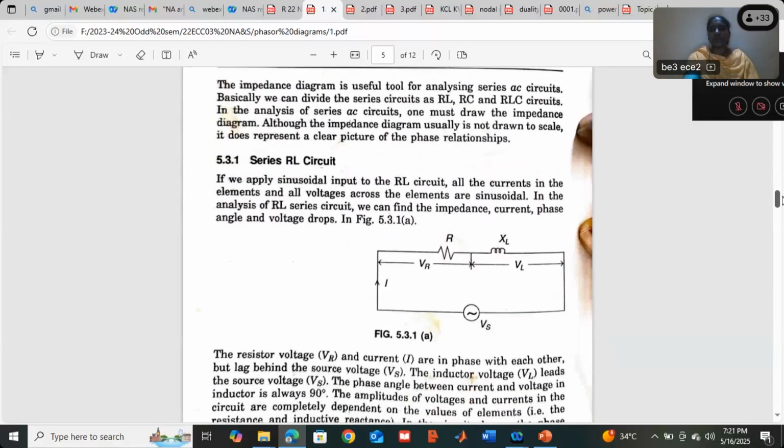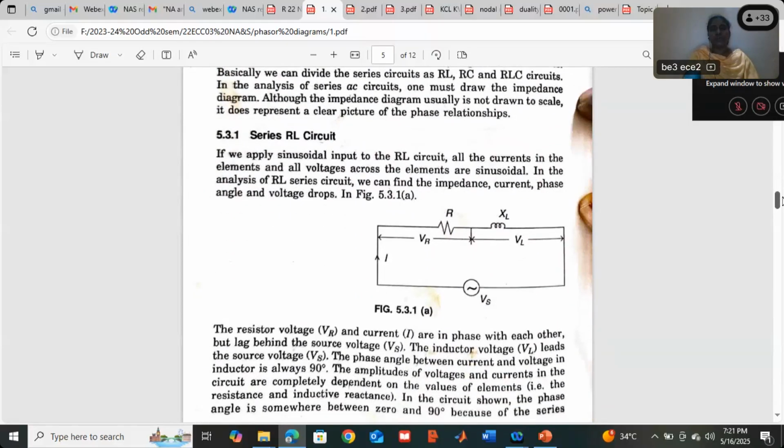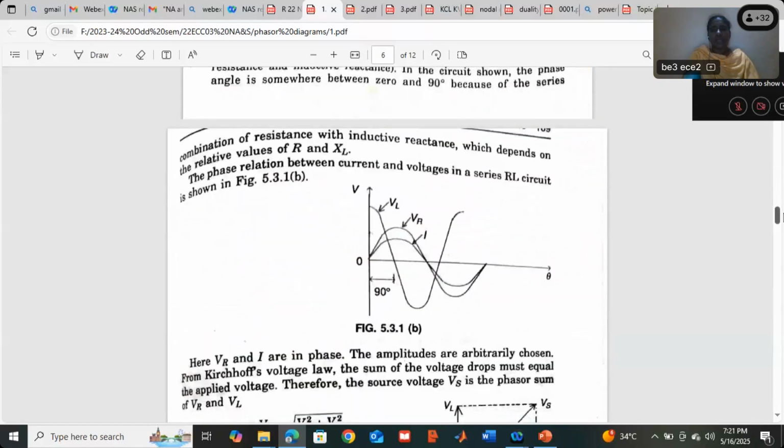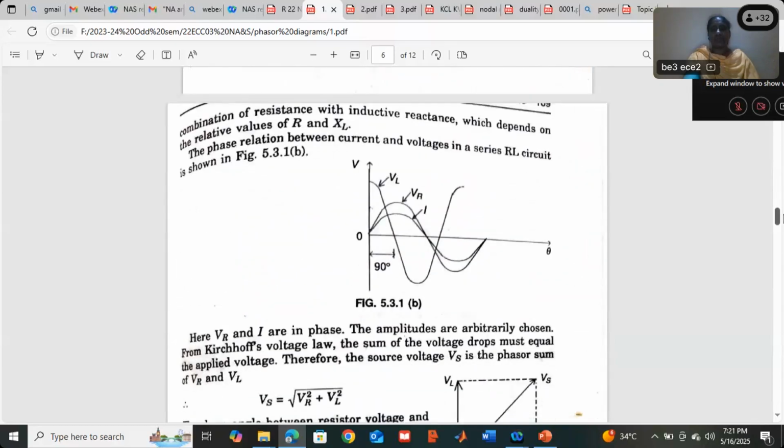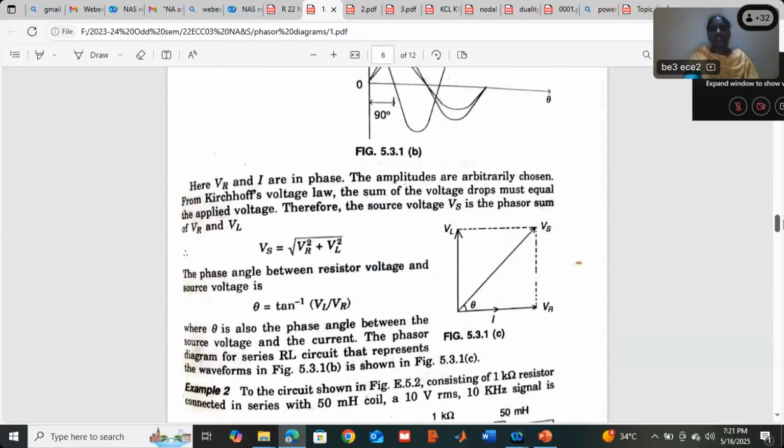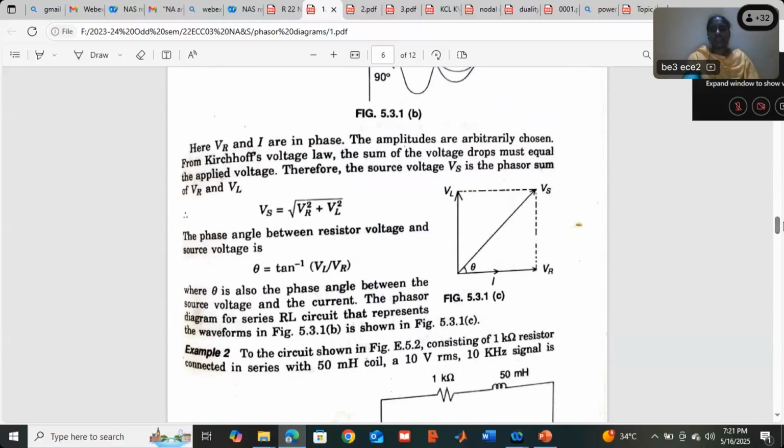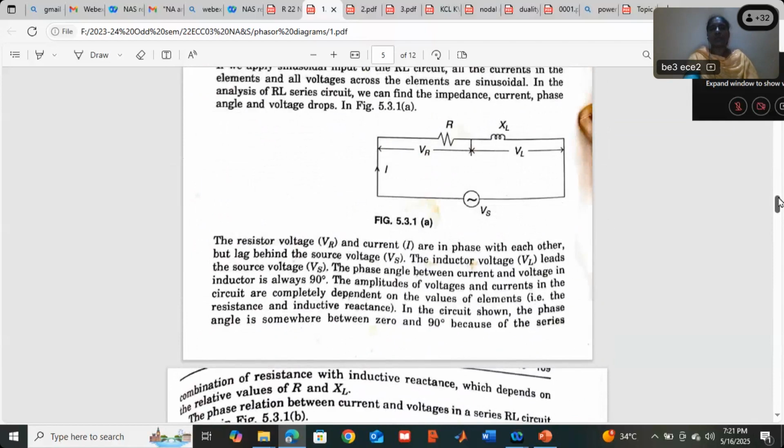Series RL circuit, you can see this is the RL circuit. And now the voltage and current. Which one is lagging? You see here, current is on the x-axis. And if you see in the RL circuit, we have three voltages: one is the supply voltage, the voltage across the resistor, and the voltage across the inductor.